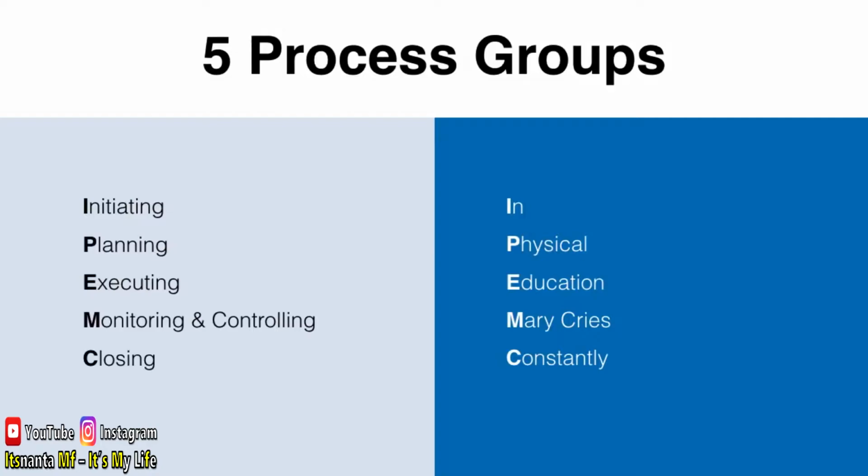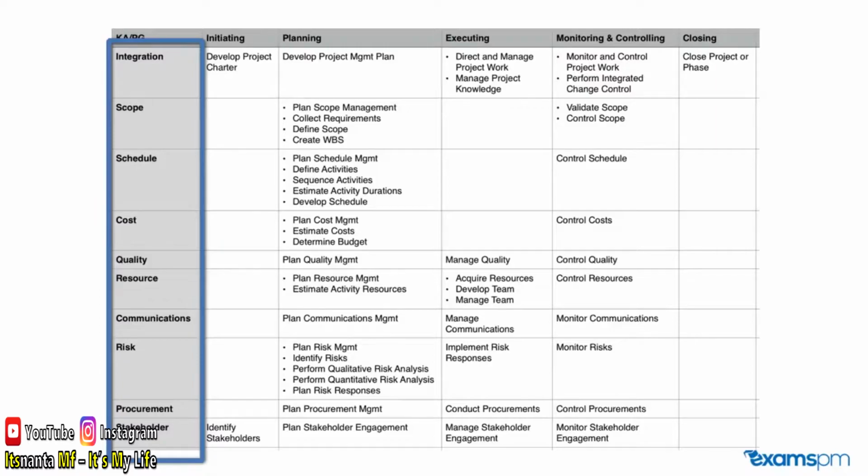This is because our brains work by association. So when we associate something that we already know with something that we don't know, we are able to memorize that much faster. Okay, so again, the quick phrase to memorize the 5 process groups is in physical education, Mary cries constantly. Now let's move on to our 10 knowledge areas, which is across the rows of our process chart.